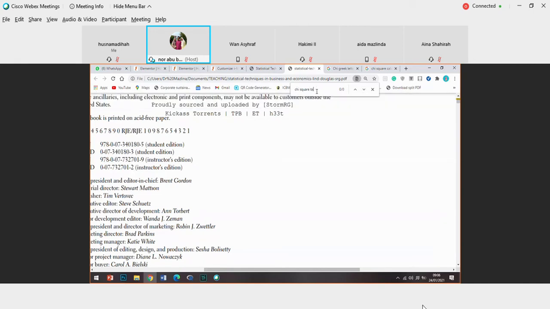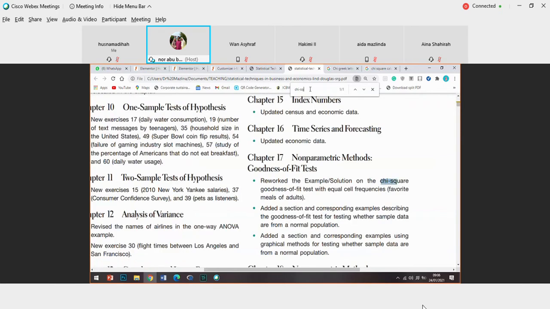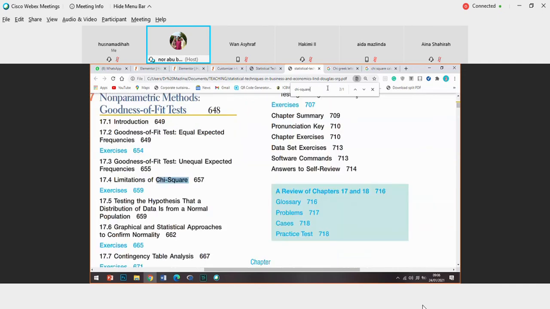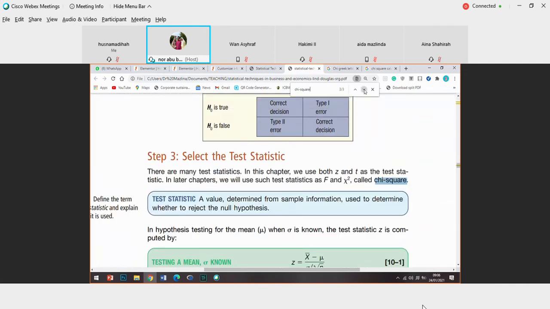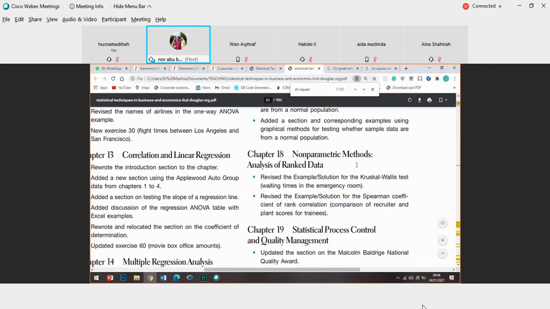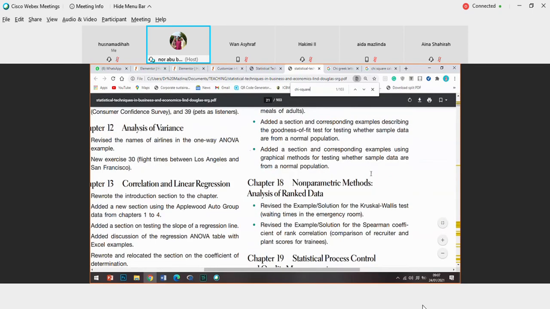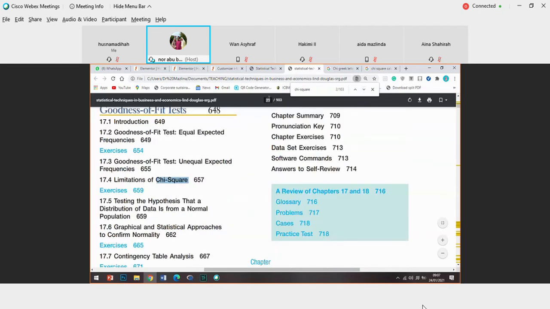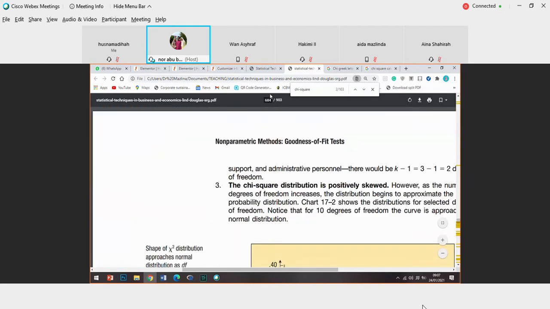Chi-square table distribution. Kenapa tak keluar? Okay, chi-square. This is the one. Tak ada chi-square table. This is very weird. Okay, sekejap lagi lah saya cari kat awak dan saya bagi tahu dekat group. Okay, ada apa-apa soalan selain daripada table chi-square ni?